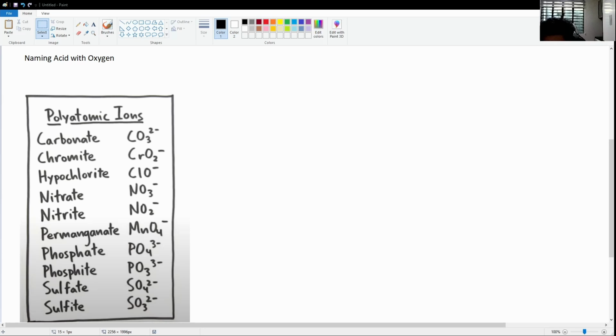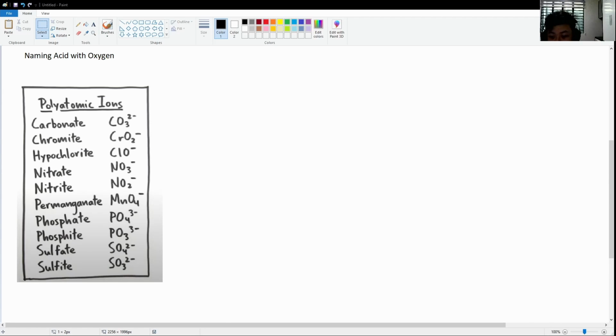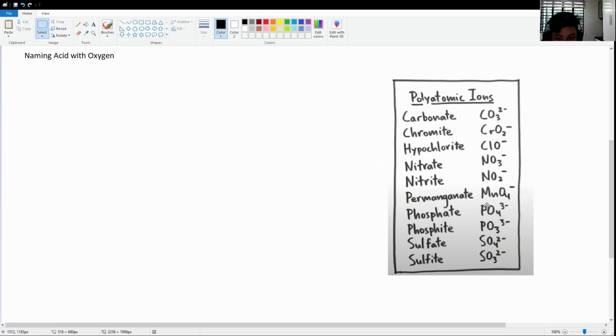Now here's a list of polyatomic ions, and these are only some of them. So now I'm going to give some examples. Here's our first acid with oxygen that we're going to do, which is HNO3.